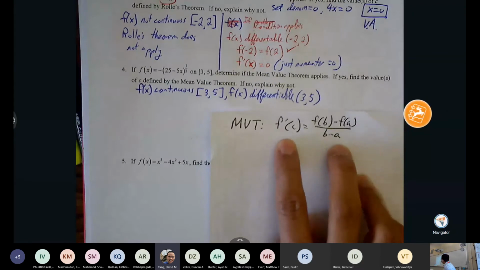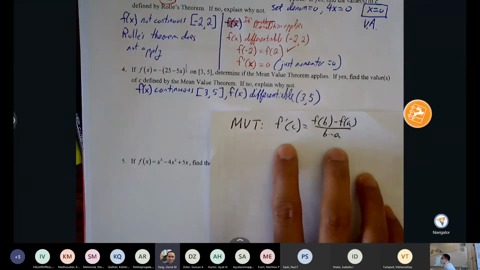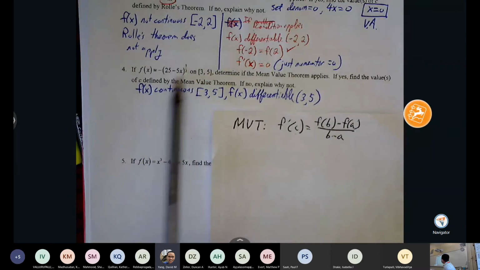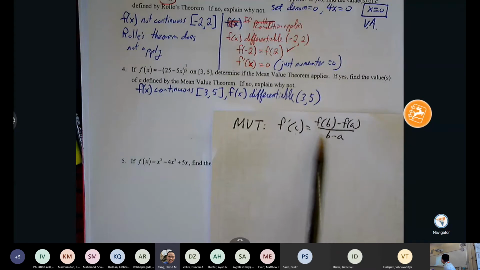All right, so how would you begin this process? Finding the y's. Good. So we'll start with the 3 and 5, plug into the function, and then we're going to be working the right side of our formula. Okay.